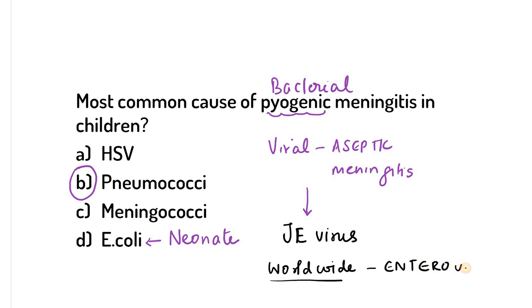Now in the question, one of the options you see is HSV, which is herpes simplex virus. Please note for your exams, herpes simplex virus is not the most common cause of viral meningitis, but the point to be remembered is that it is the most common cause of sporadic viral meningitis. Please note the term sporadic. Only if the question mentions sporadic, you have to choose HSV. Otherwise, HSV will not be the answer.